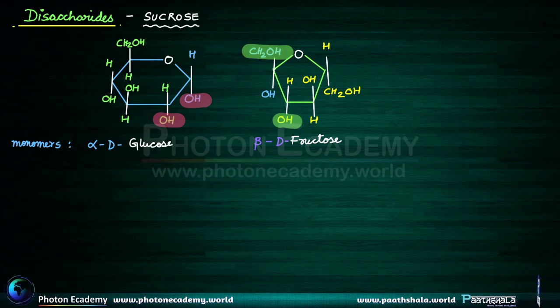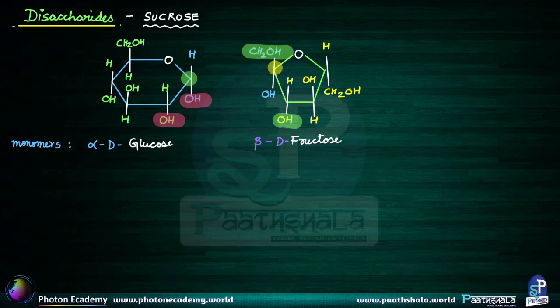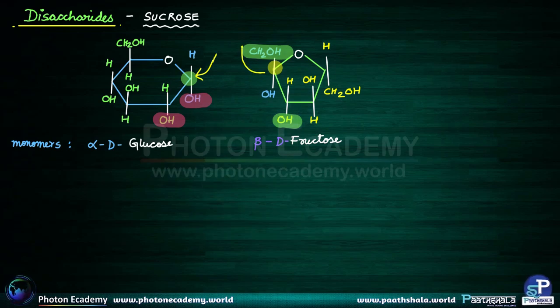Now what we are going to see first is that in both of them we have the anomeric carbon. So we have got anomeric carbon at these two places. Because of this anomeric carbon, we classified this glucose as a reducing sugar, because this particular anomeric carbon over here, both of them are anomeric. Please remember that.